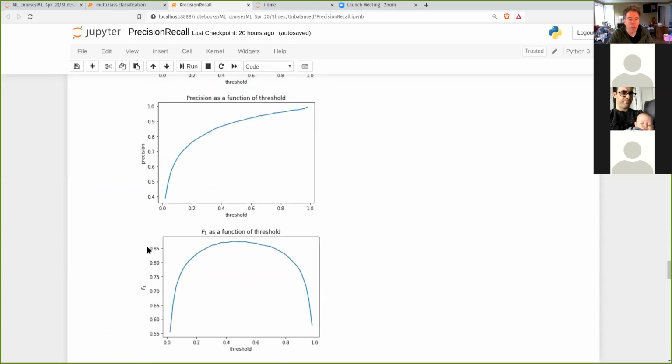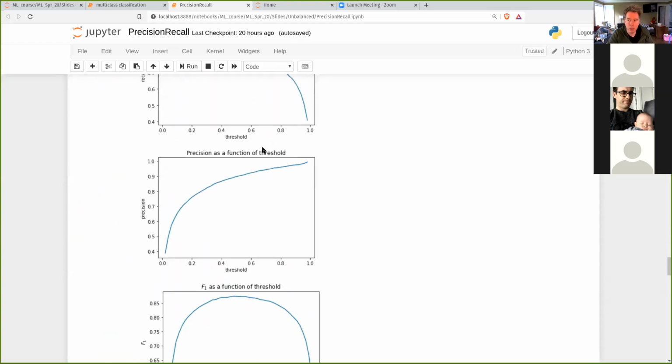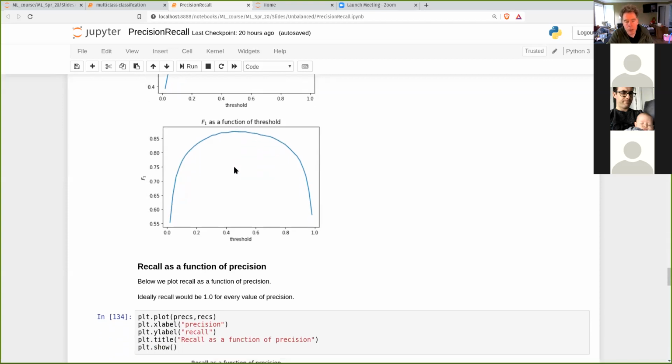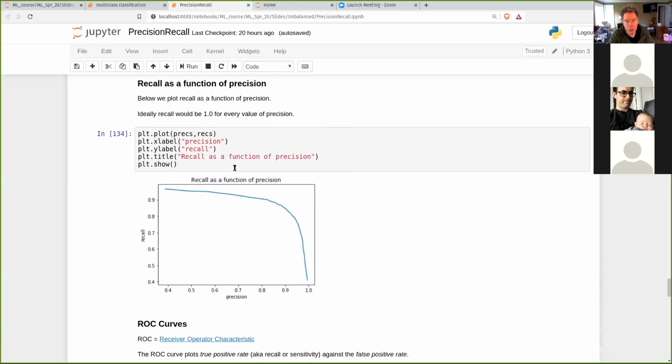Okay. So that's precision as a function of the threshold. And here's F1 score as a function of the threshold. So this reaches a maximum at some point. It looks like probably around maybe 0.45 or something. F1 is maximized. So now let's look at recall as a function of precision.